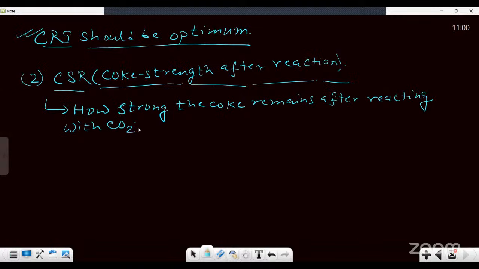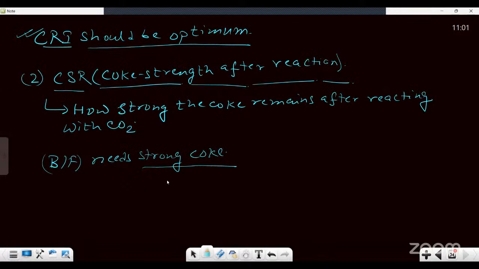And blast furnace needs basically strong coke to maintain permeability and load support, right? So blast furnace, we should always remember, needs strong coke. Because apart from the reduction reactions, another very important thing which is expected from the coke is that it will support the material.